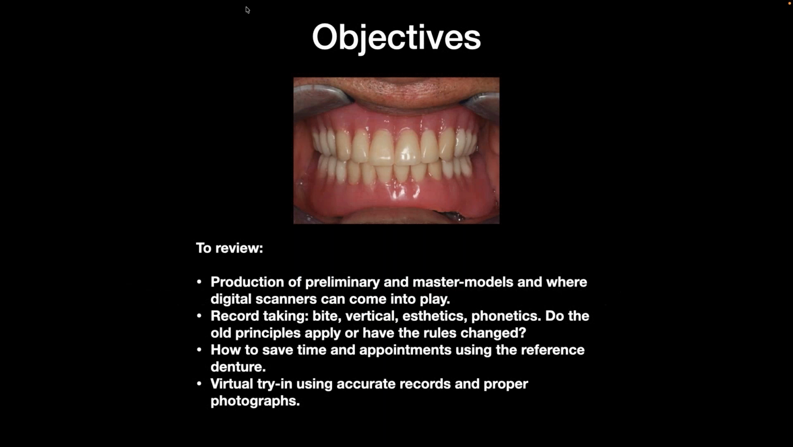Now, the objectives that we're going to cover: we're going to talk about the production of preliminary and master models, the analog ways of doing that, and also how digital scanners and digital workflow have affected that. And then we're going to talk about record taking, the good old bite, vertical analyses, aesthetics, phonetics, all that stuff. And then we're going to see if those old principles, which are Pound's principles, developed by Earl Pound in the 50s, still apply.